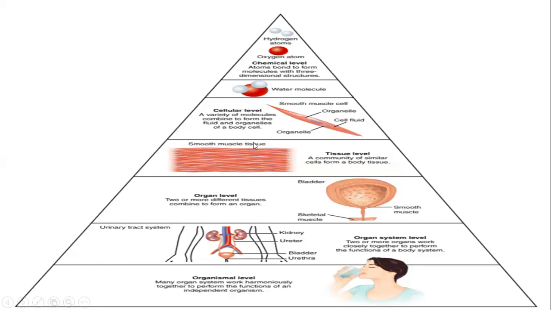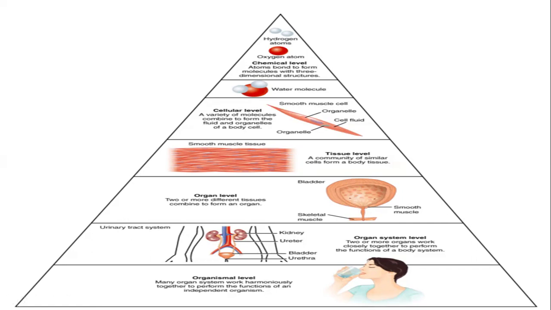When 2 or more different tissues come together, they form an organ. We already gave an example of the stomach. Then we have this organ, which is the bladder. This bladder is made up of 2 types of different cells, those that make up the skeletal muscle cell and those that make up the smooth muscle cell, but they all come together to make one organ that performs a specific function for the body.